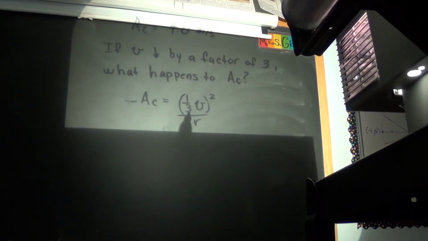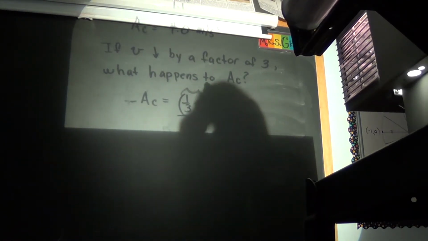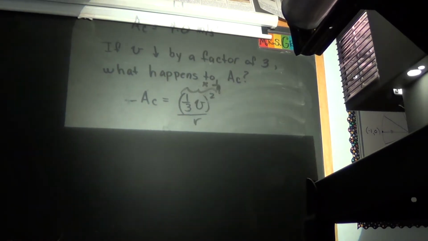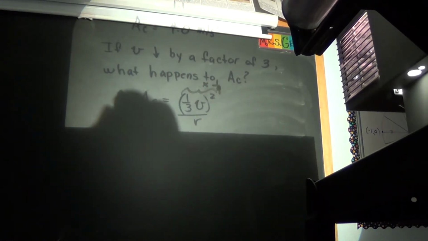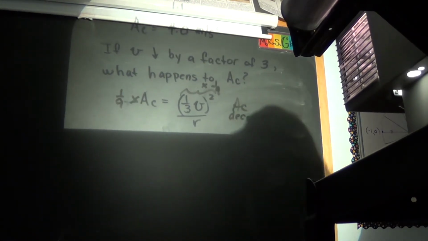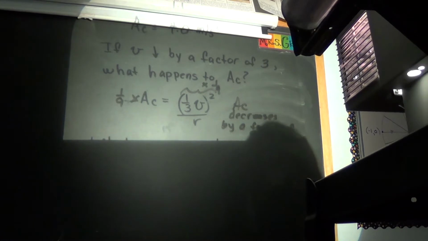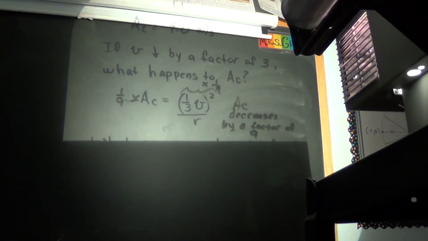So I put the 1/3, it hugs the variable even before it's squared. This gives me a net change of 1/9. I'm multiplying this side by 1/9, so I have to multiply this side by 1/9. So centripetal acceleration decreases by a factor of 9 is one way of saying it. I don't know why the author of these tests loves these questions, but I'm trying to train you to do that. So a_c decreases by a factor of 9, or you could say a_c is divided by 9, whichever way you prefer to say that.